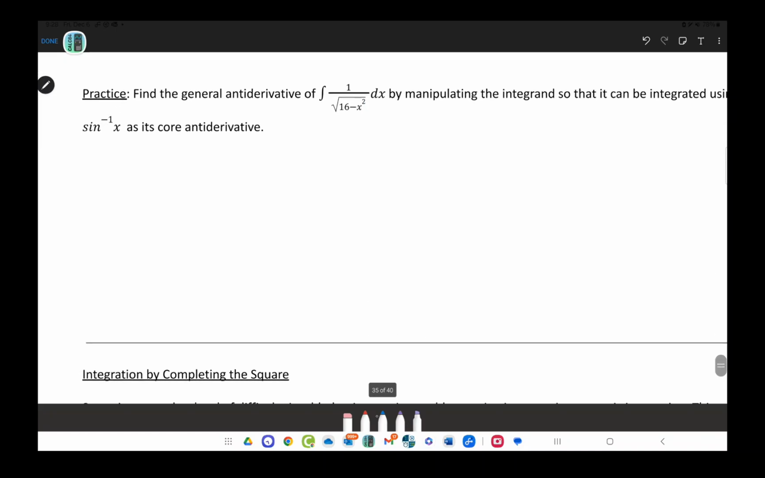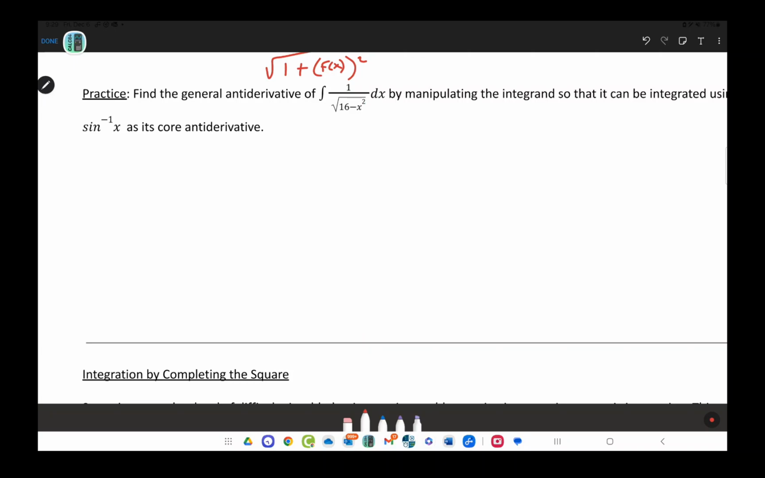Let's try with this. Now, what inverse trig function does this look like? Arc sine. Okay, there's no negative up top, so we have arc sine. For arc sine, we need the square root of 1 minus some function squared. That's what we want to have. So we need to factor out what?